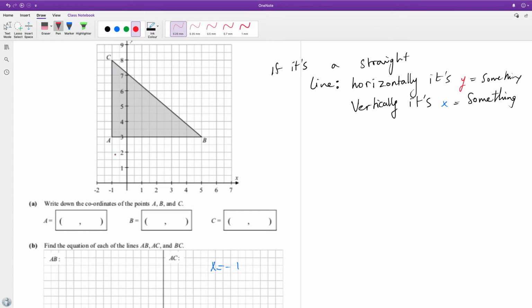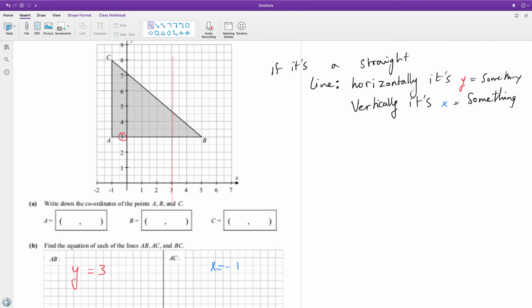If it runs horizontally, so for example, A to B, it's y is equal to 3 because it runs through 3. Right, Grace, because I know you're paying attention. What is the equation of that line there?